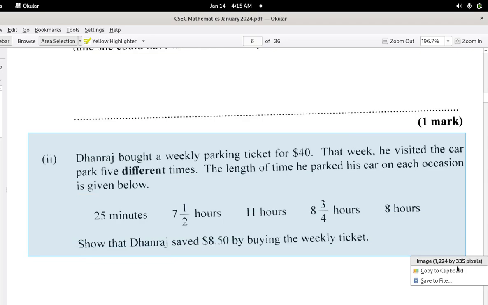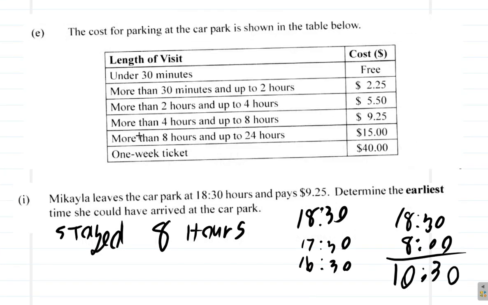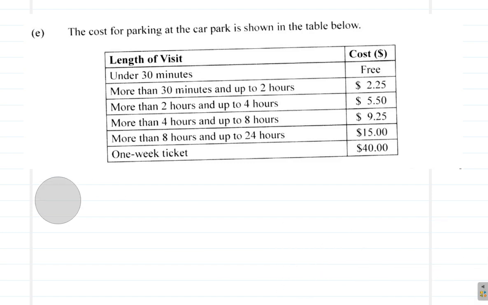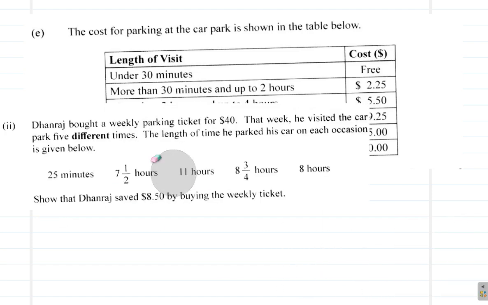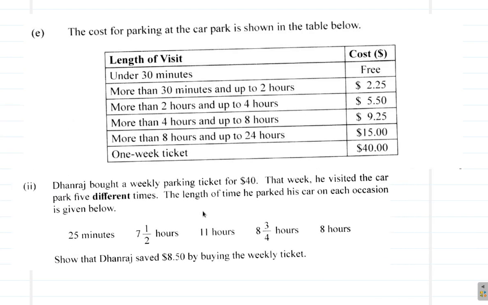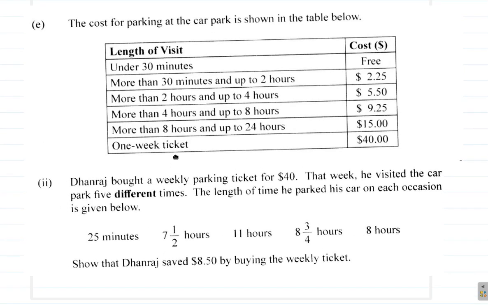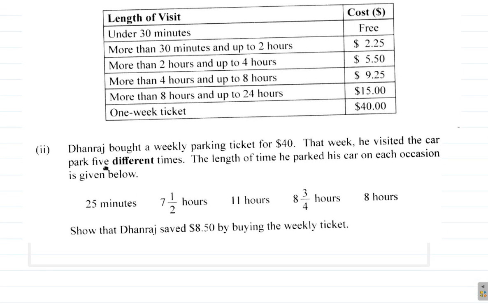Let's see something here. Let's copy it and paste it over here below the table so we can monitor what's going on in the table. Alright. So here we have it. Now, we need to show that Dan Raj saved $8.50. Let's see something here. Suppose Dan Raj didn't buy that $40 ticket. How much would he have paid? Given that, he would have been paying for each parking session.